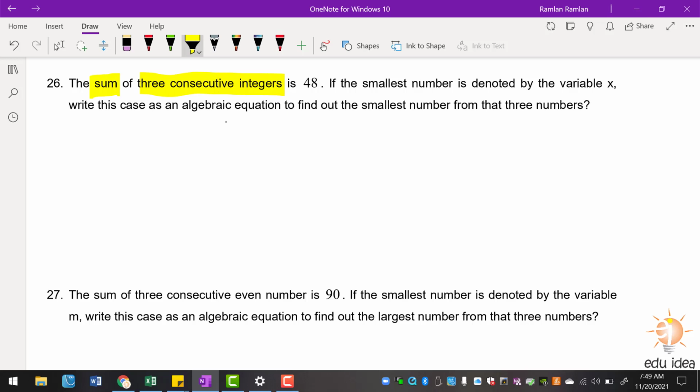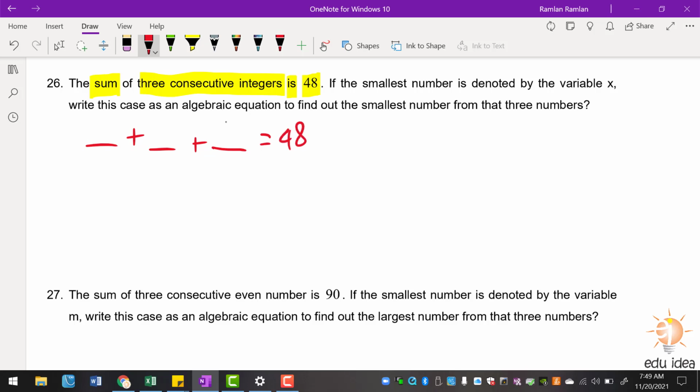Okay, and then we have this word here which is equal, and then this is 48. So you are adding three things, right? Not three things, three numbers, right? Three values. So I'm gonna write that here. So you are adding three consecutive integers, and that will be equals to 48, right?